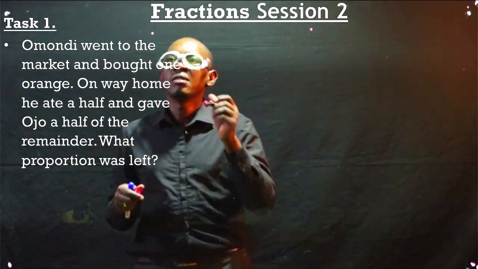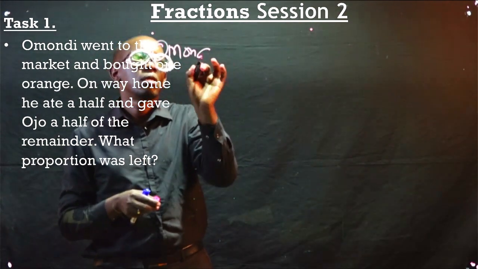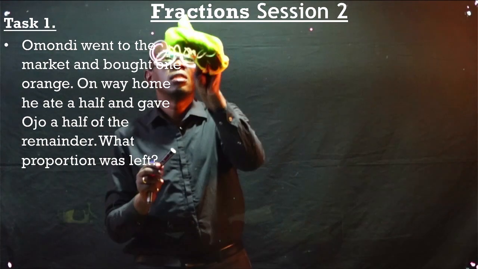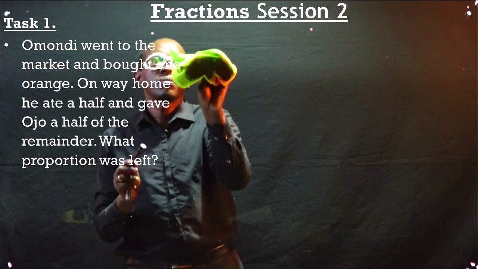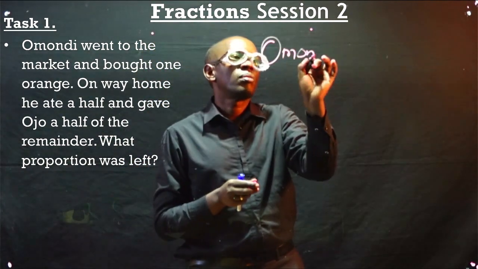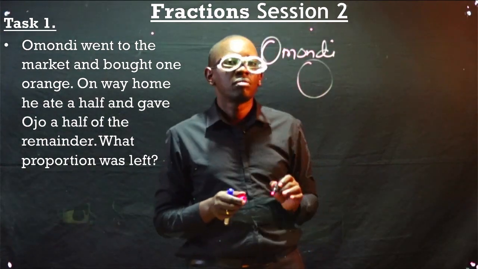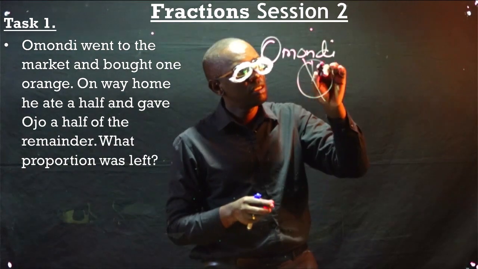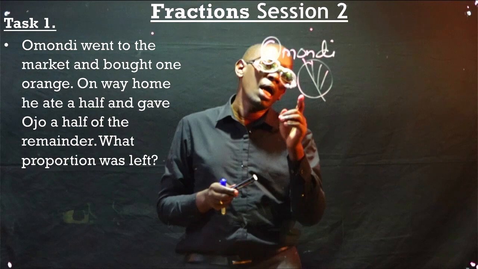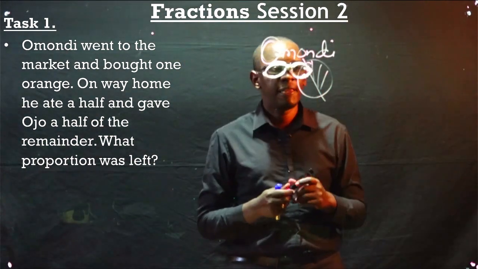So Omondi goes to the market and buys one orange. So he eats a half of the orange and then gives Ojo a half of the remainder. So what proportion was left?